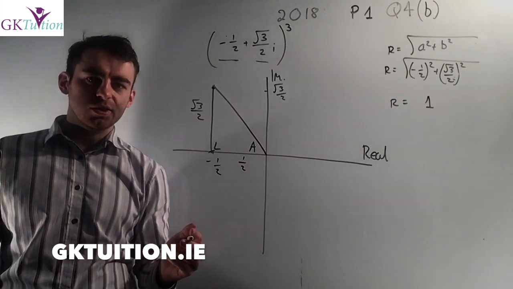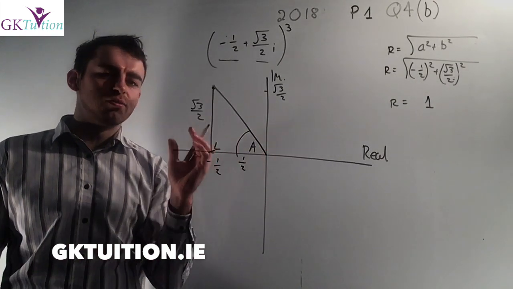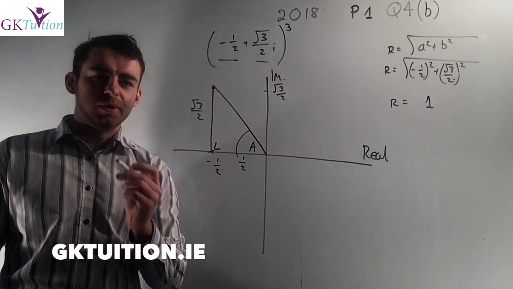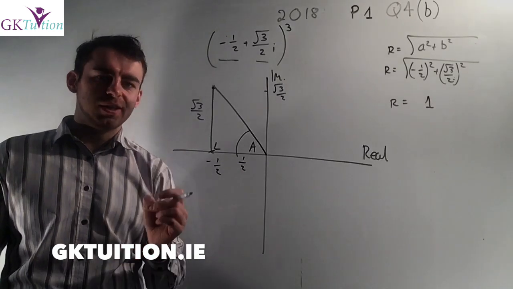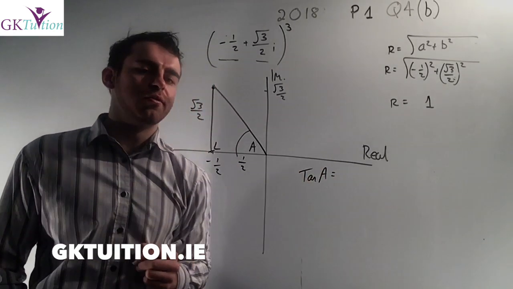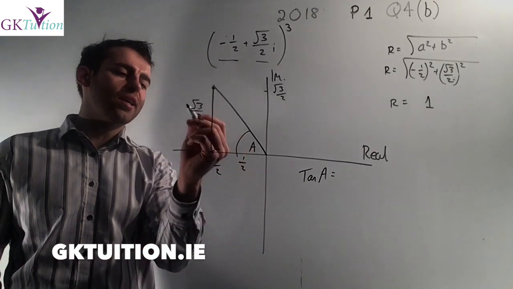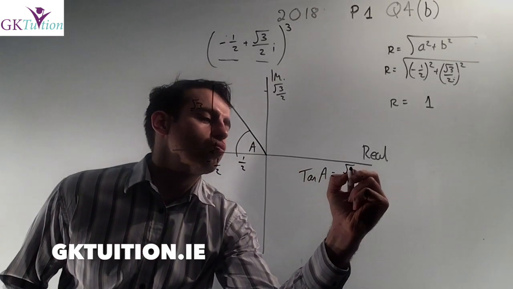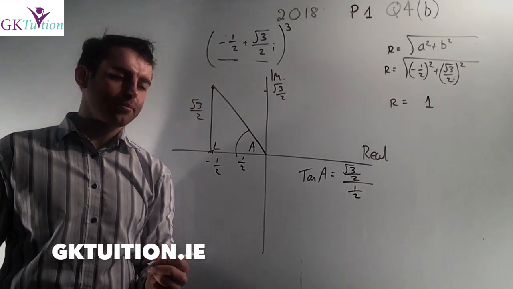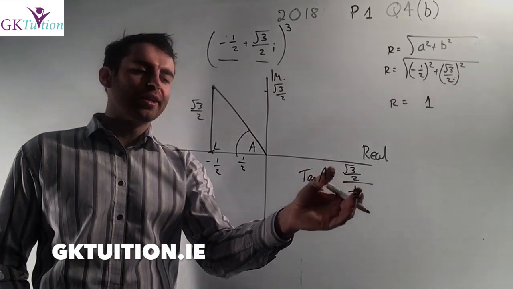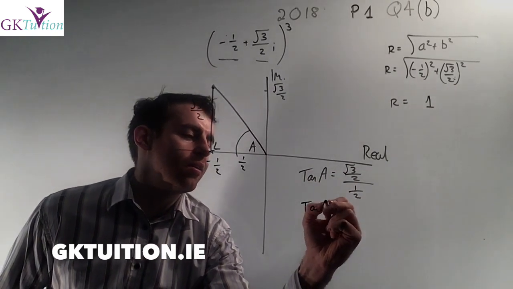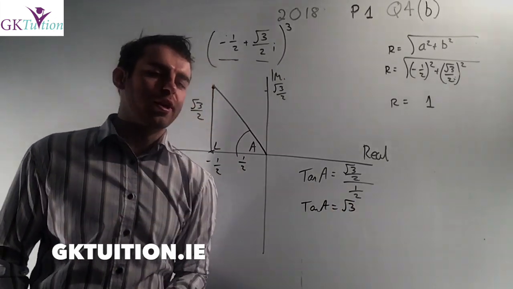Now if you think back to junior cert trigonometry, this is a right angle triangle. You know the opposite and you know the adjacent, which means you can use tan in order to find the angle, because you know that the tan of an angle is always the opposite over the adjacent. So in this case, I could say the tan of this angle is root 3 over 2 divided by the adjacent, which is a half. Now if you simplify that down, that's actually just the square root of 3. So you can say that the tan of A is equal to the square root of 3.